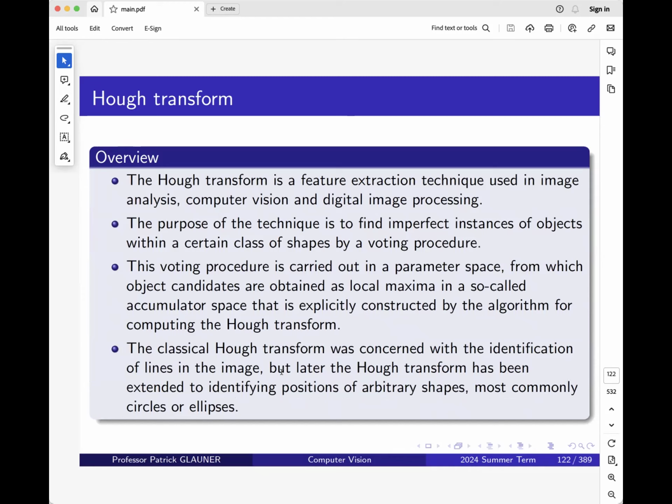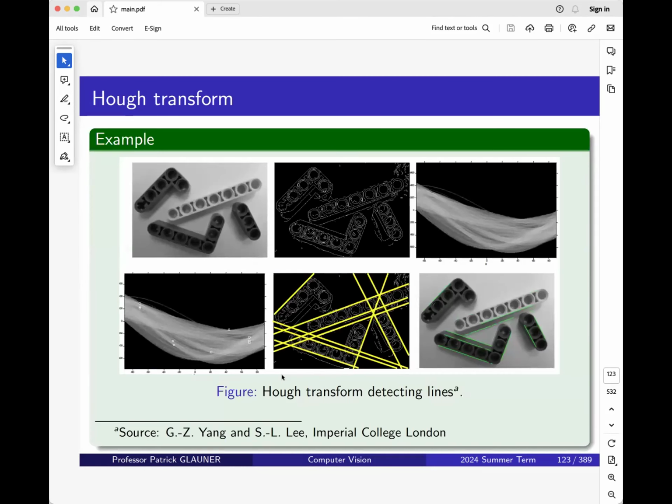But the Hough transform is an algorithm that allows us to find lines very well. It was initially proposed only for lines where there's a lot of noise. It's a so-called voting procedure. We'll soon see how this works. And in addition to this classical Hough transform, over the years, more and more Hough transforms for other shapes, not just straight lines, were proposed in order to handle shapes such as circles.